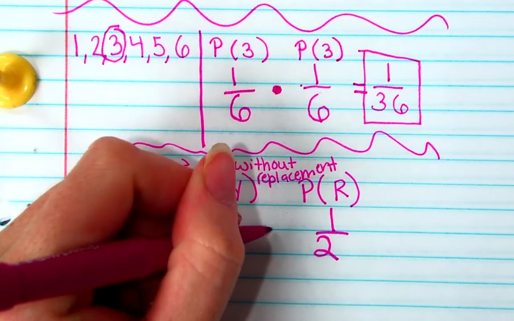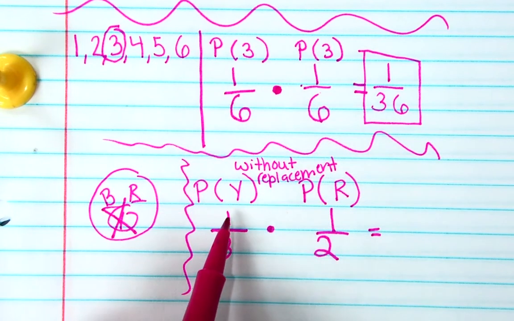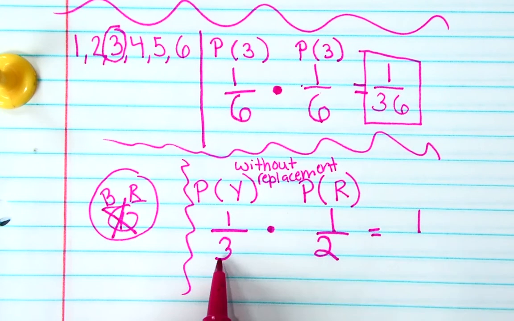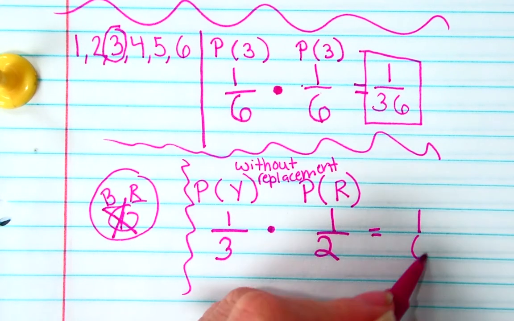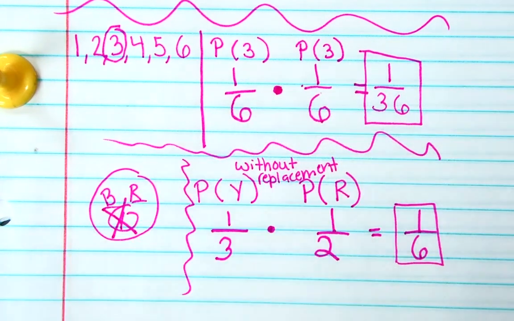There's 1 less. Same thing, as I said, when you calculate compound probability, you're going to multiply straight across. Multiply those fractions. 1 times 1 is 1. 3 times 2 is 6. Ta-da! There's the probability of that happening.